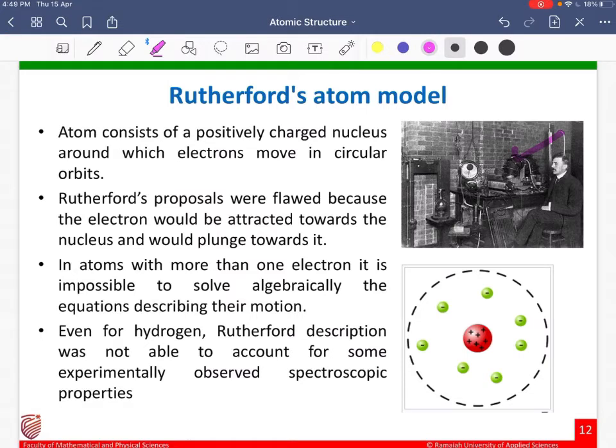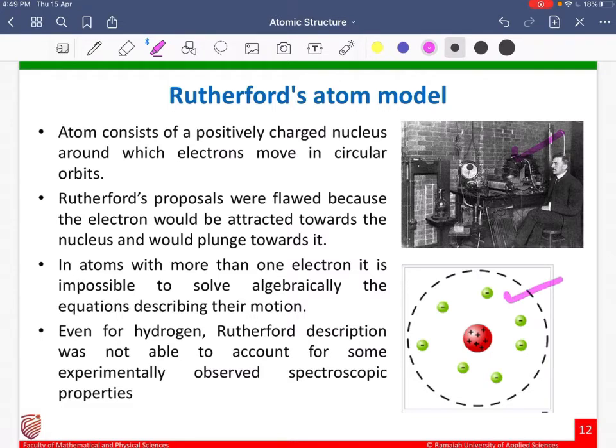Additionally, this classical picture can only describe completely the relative positions and motions of the nucleus and the electron in the hydrogen atom. In atoms with more than one electron, it is impossible to solve algebraically the equations describing their motion. Even for hydrogen, however, Rutherford's description was not able to account for some experimentally observed spectroscopic properties. So these are the reasons why Rutherford's atom model failed.